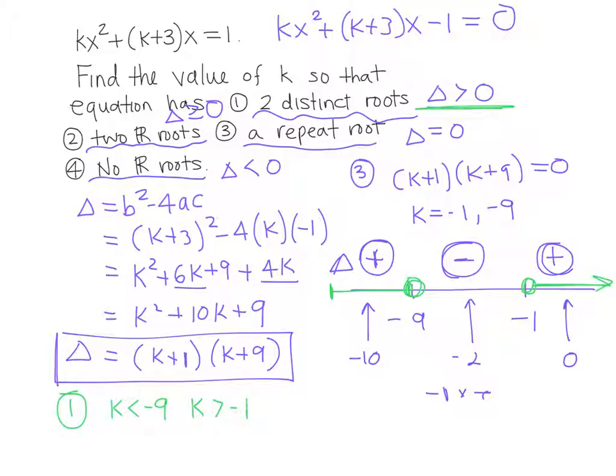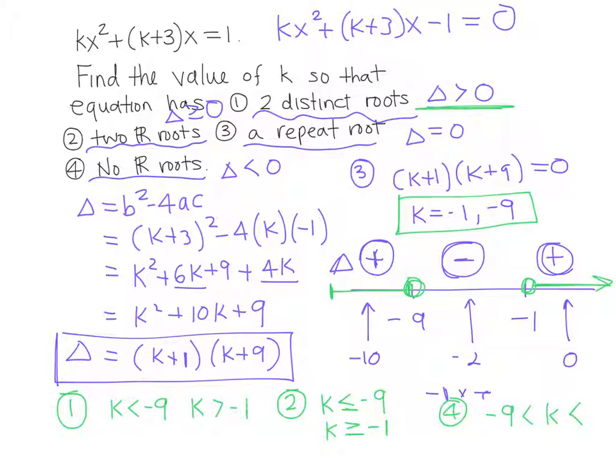For number 2, when it has 2 real roots, that just means number 1 and 3 combined, so k is less than or equal to -9, or k is greater than or equal to -1. Number 3, we already solved that k has to be -1 or -9. And lastly, for number 4, the discriminant is less than 0 between -9 and -1. So k is greater than -9, not including, and less than -1, not including. So that's it for this video.